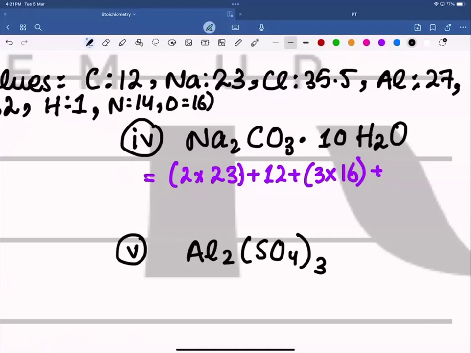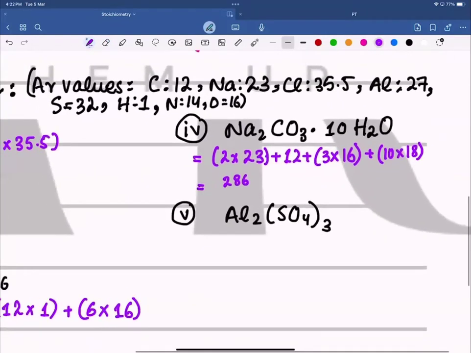And how many of water are there in the formula? 10. So 10 times 18, you will do it directly like this. Now add them. 46. 16 times 3, 48. 286. Sorry, sir, it's 286.